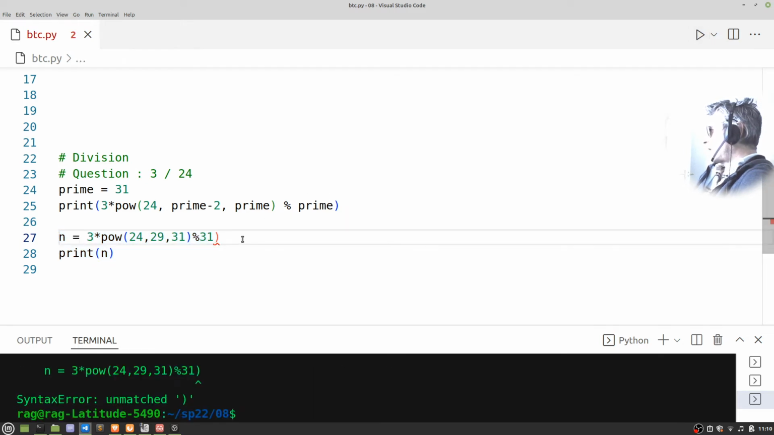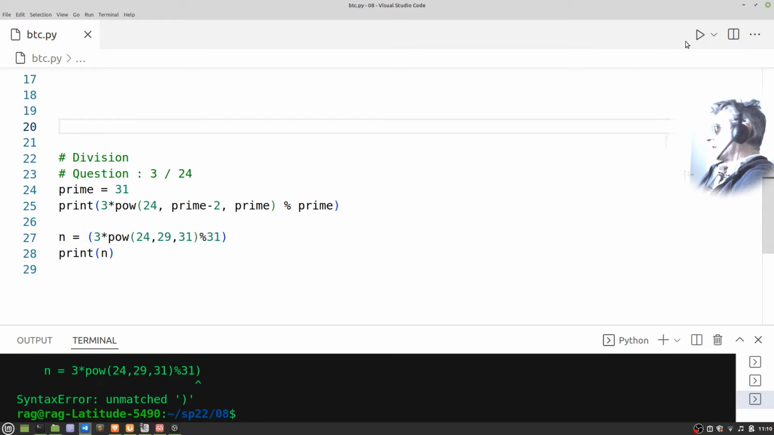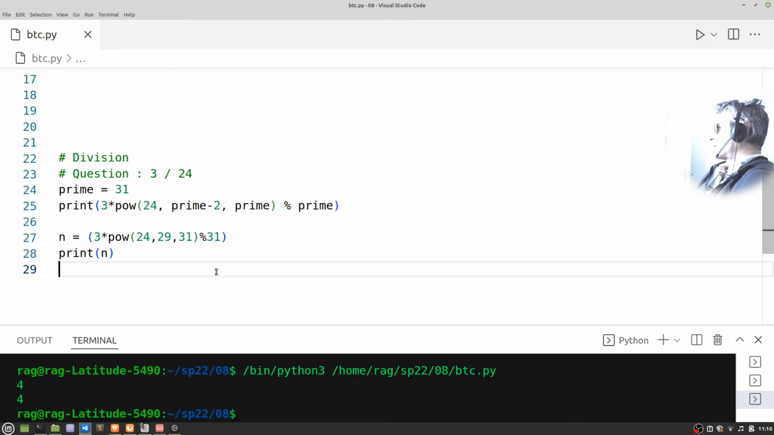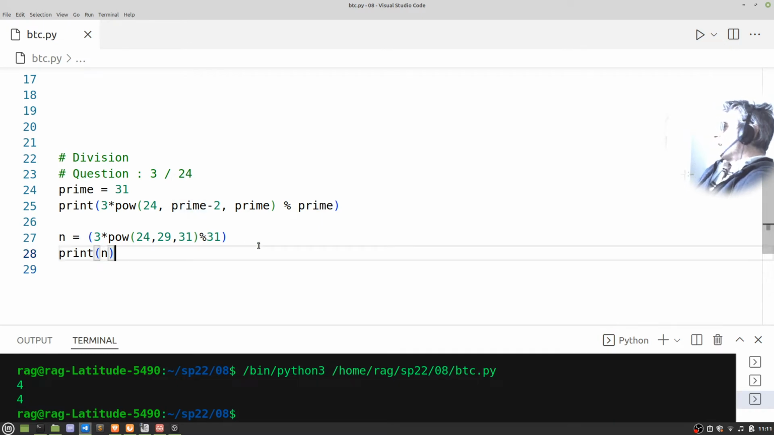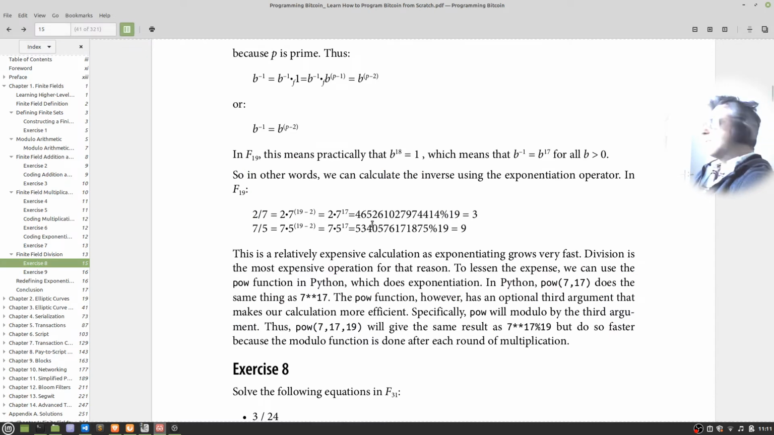Unmatched closing bracket. Bracket the start. Yeah, so there we go. I've just put in the actual numbers instead of the prime. So yeah, this is all building up to doing elliptic curve cryptography in the next chapter.